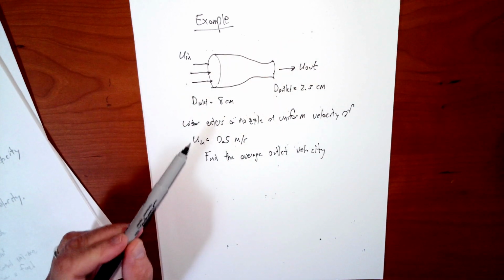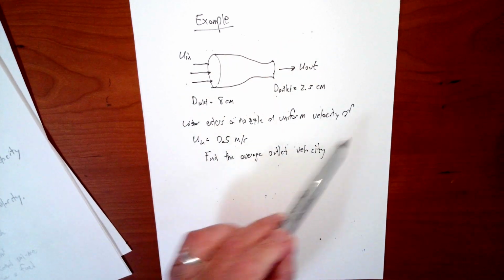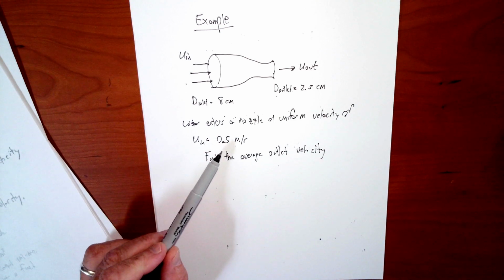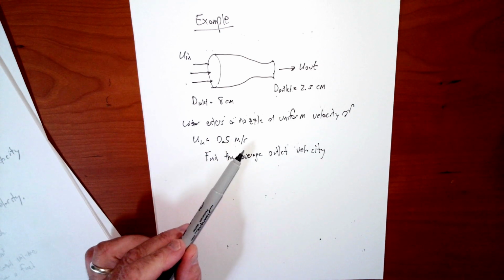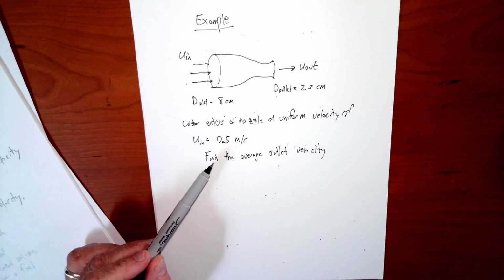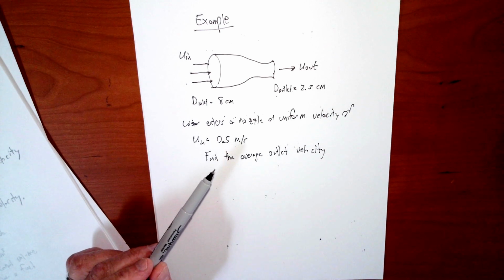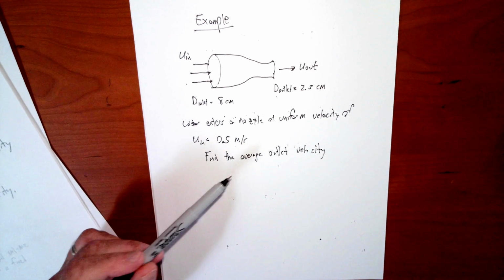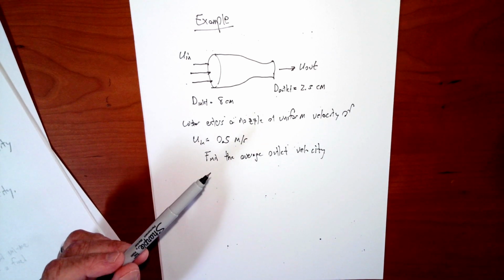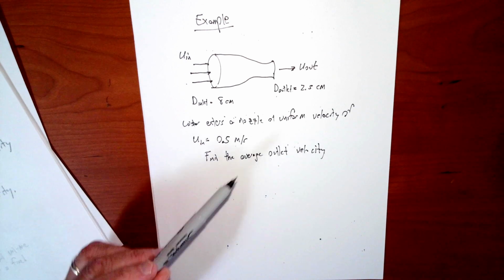We're going to consider water. Water is going to enter a nozzle at uniform velocity of 0.5 meters per second. And we're going to try to find the average outlet velocity using our new technique of control volume analysis. Not really new. You could have done this in thermo, but we're treating it as new today.